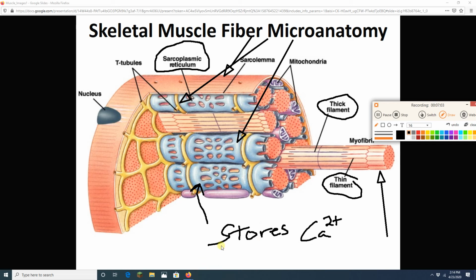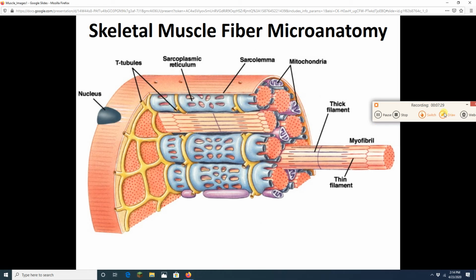Now, as we're going to find out, calcium ions are super important for contraction. Well, this isn't going to surprise us. The calcium is in the sarcoplasmic reticulum. Contractions happen in the myofibrils, and the sarcoplasmic reticulum surrounds them. All right, we'll come back to this picture later on, I think, I hope.